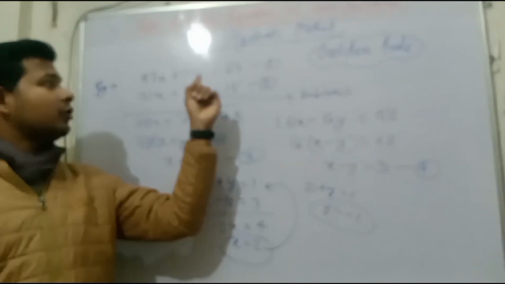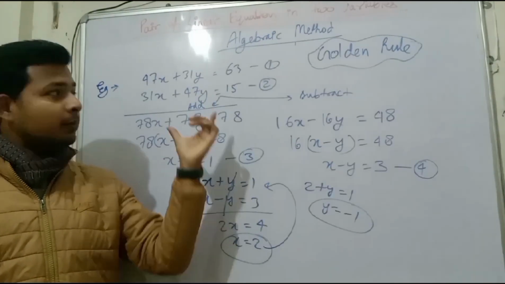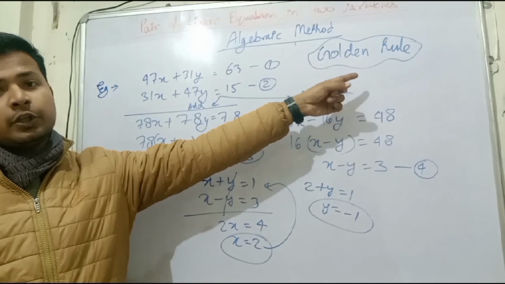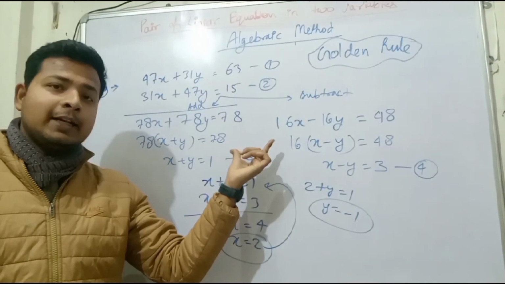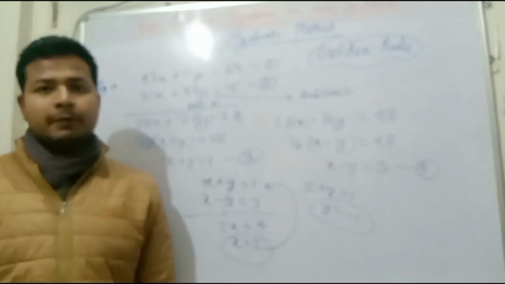So you can see that the question looks very hard, but if you know that golden rule, at that time you will be able to solve this question very easily.